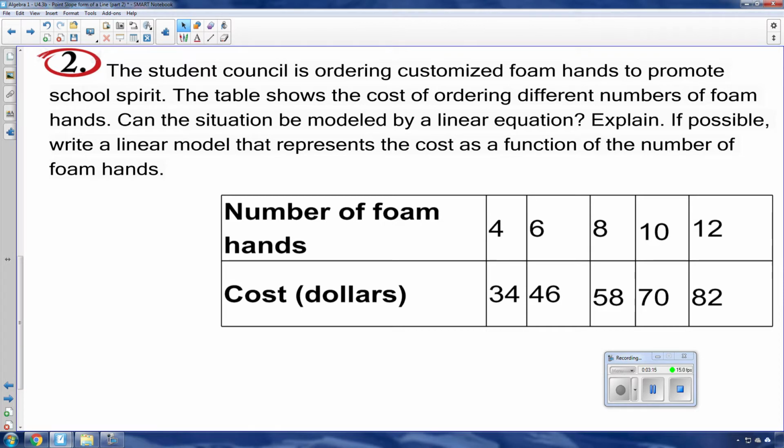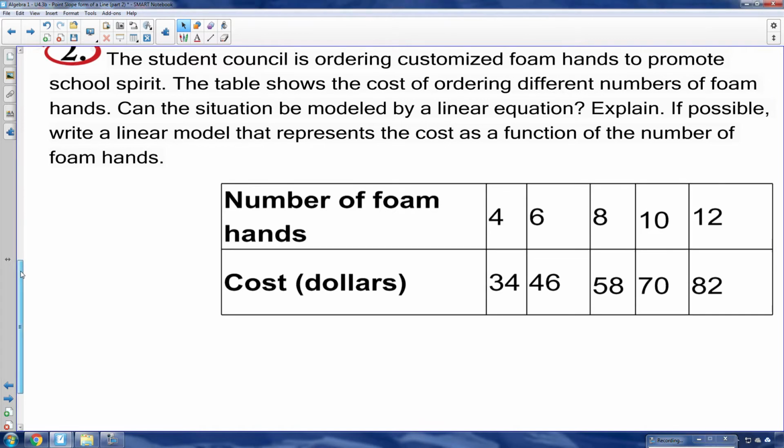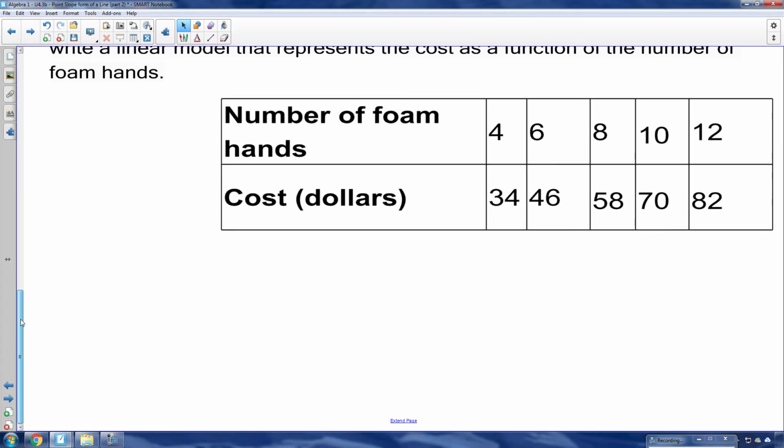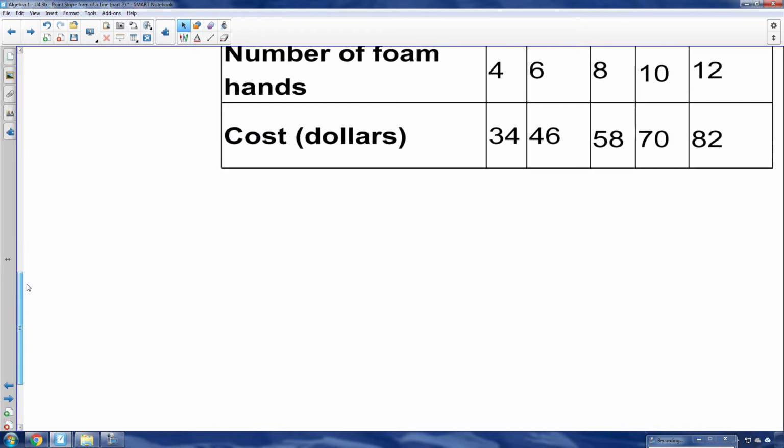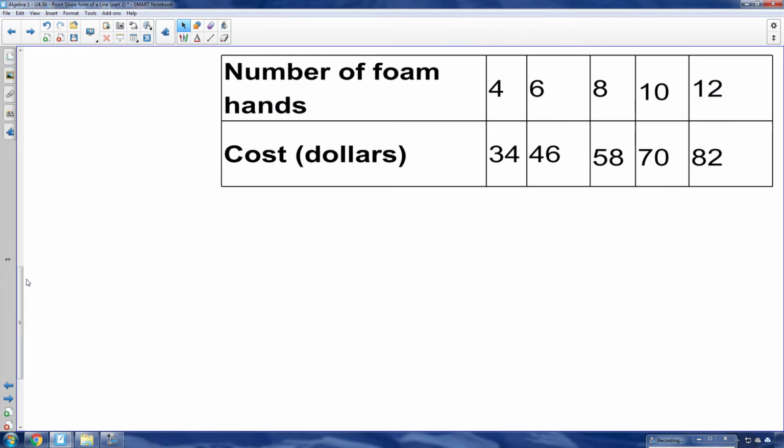So we got these foam hands, and I want to write a linear model. At the end of the day, we could just ignore the whole word problem situation. We don't really care about that. We just want to know what the slope is and what the point is. So slope, we sometimes use green for that, I think usually. That's the slope, or the rate of change.